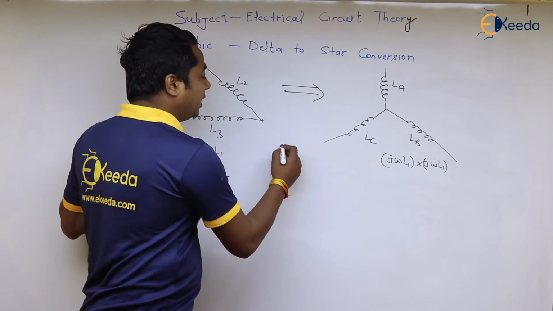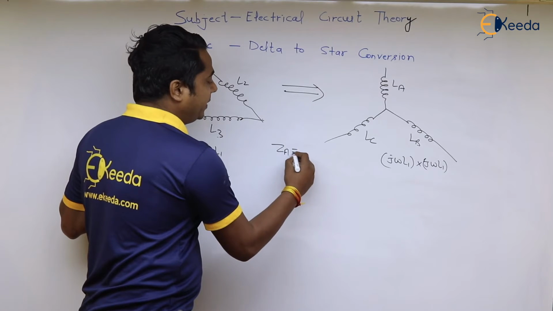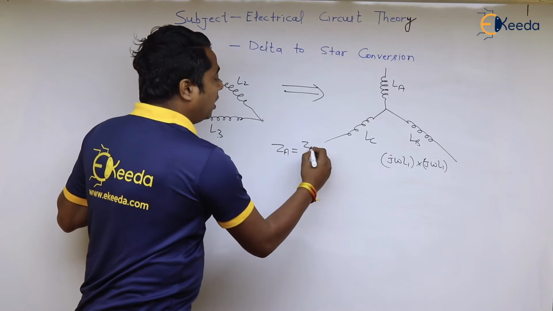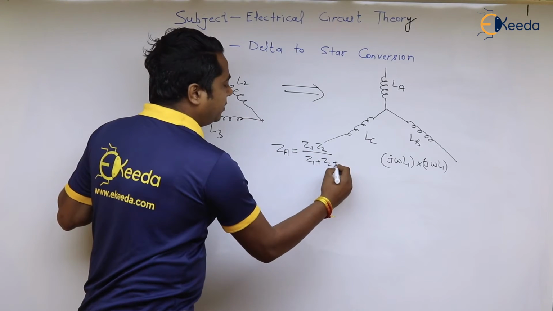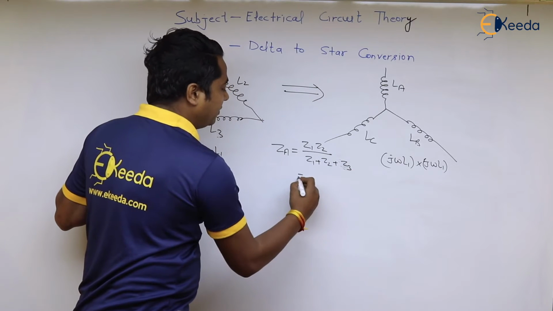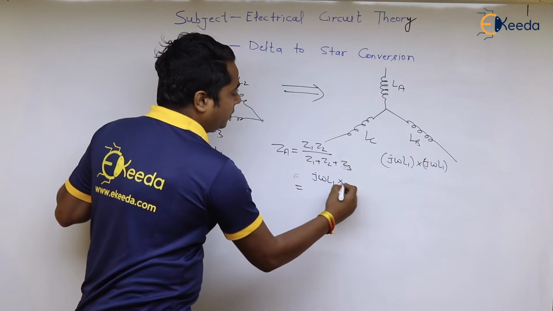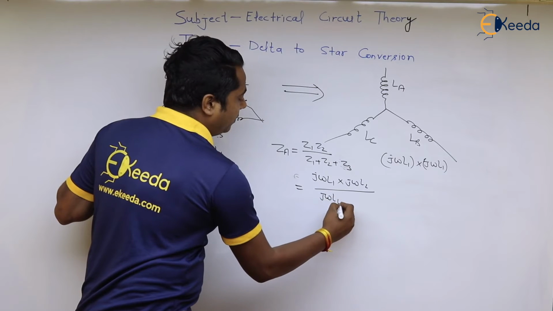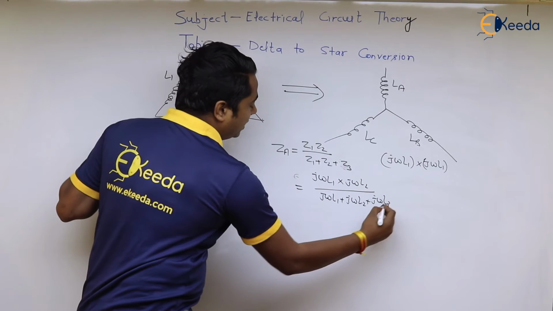And we know the formula in terms of impedance. What will be the value of ZA? ZA comes in between L1 and L2. So ZA is Z1 Z2 upon Z1 plus Z2 plus Z3. Replacing the values, j omega L1 into j omega L2 upon j omega L1 plus j omega L2 plus j omega L3.